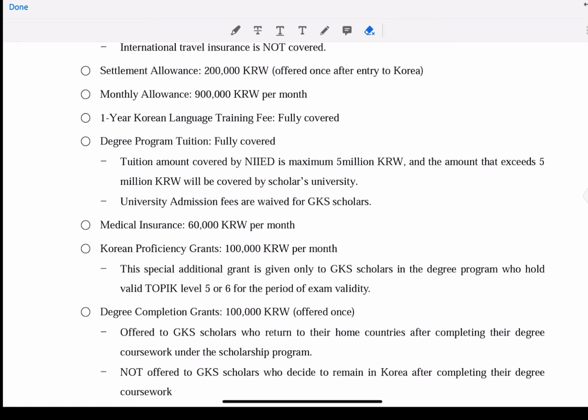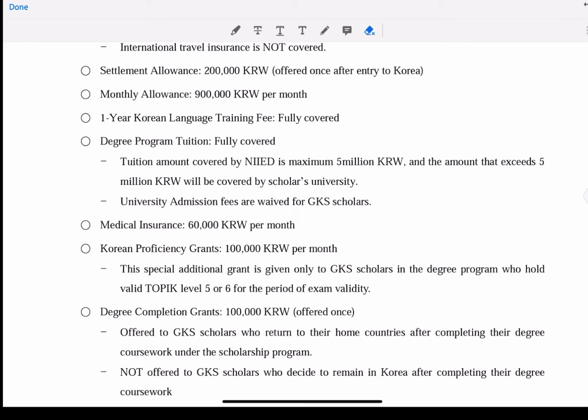And also the degree program tuition fee is fully covered, and the tuition amount covered by NIIED is a maximum of 5 million Korean won, and the amount that exceeds 5 million Korean won will be covered by the scholar's university. So you don't have to worry about the tuition fee. It is fully covered, and 900,000 monthly will also be given to you. So you don't need to worry, that is enough for maintaining your living.